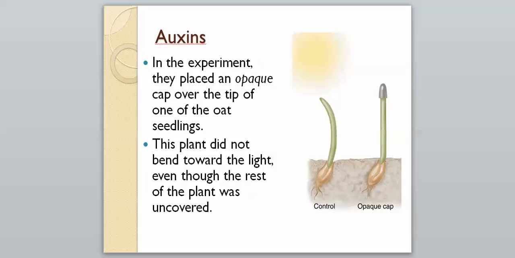In our experiment, Darwin and his son Francis placed an opaque cap over the tip of one of the oat seedlings. They basically put a little stopper on the top of one of the seedlings. And this plant did not bend toward the light, even though the rest of the plant was uncovered. You can see our plant on the left bent towards the light, with no covering on the top. The plant on the right, with a covering on the top, did not bend to the light.